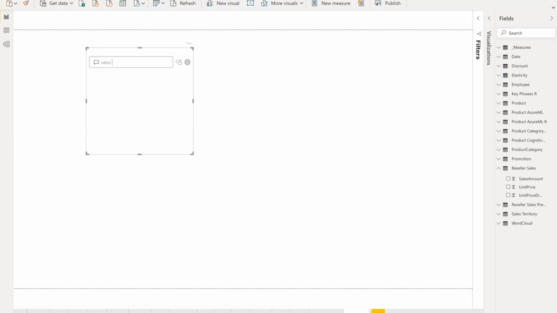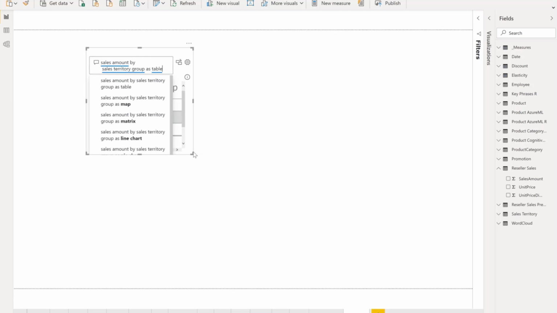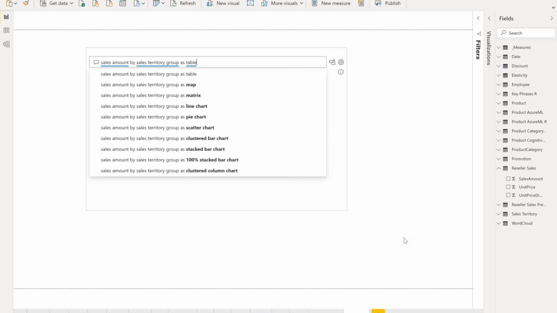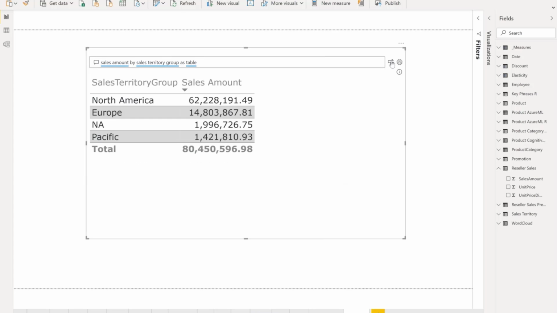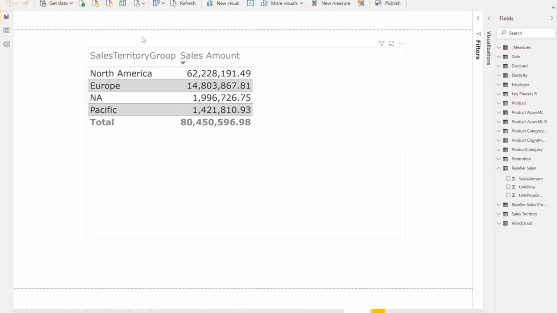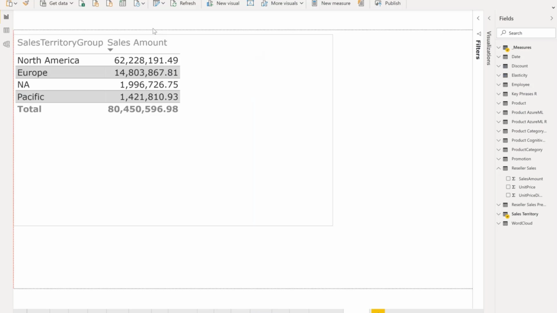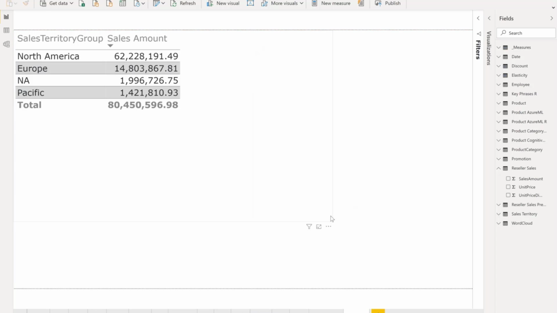Let's stick with the sales amount by sales territory. Come on, sales territory group, yes. As a table, that's what I have here, this first example. Convert this to a table, and then we have the numbers here. Rather easy to create if you know the name of your measures and columns. Then we have the tables here, and this is easy. The default with Power BI is really easy.